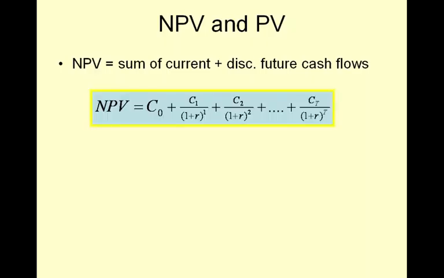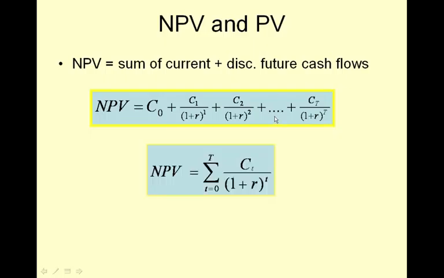Here's the NPV equation. Notice that we've added a term to the present value equation. Right here at the beginning, we now have C sub 0, which represents the initial cash outlay associated with getting a new project underway. So if we add the initial cash outlay to the sum of the discounted future cash flows, we get the NPV equation.